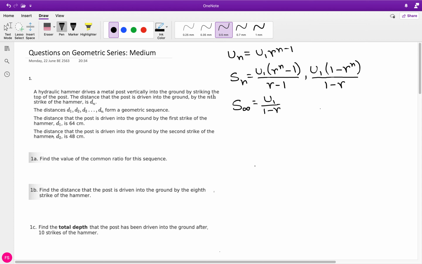Hi everyone. We are going to solve more questions on geometric series today. The questions are going to be moderately difficult. And these are the three main formulas that I'll be using throughout the whole video. So let's start.